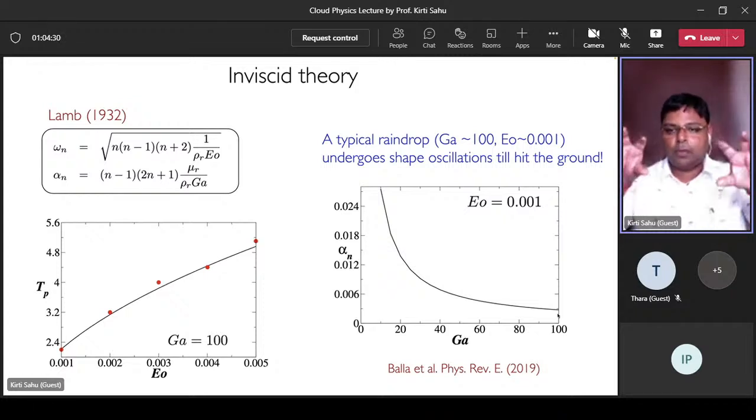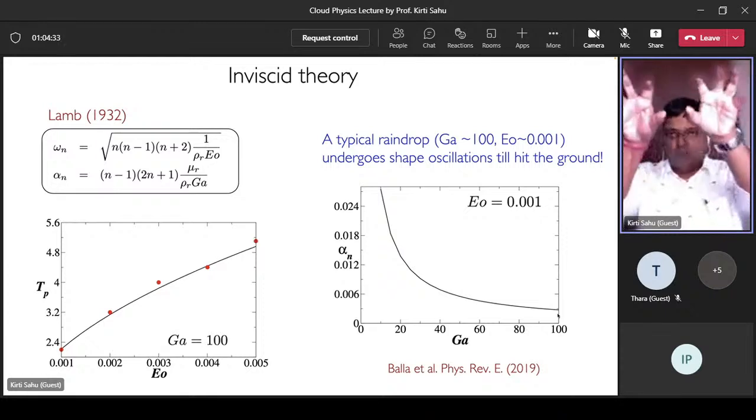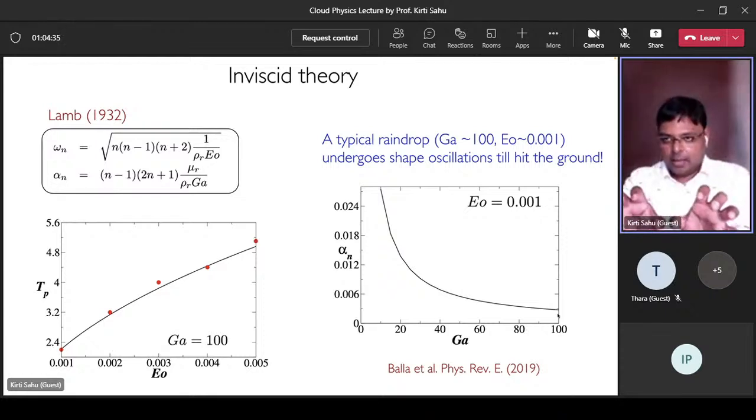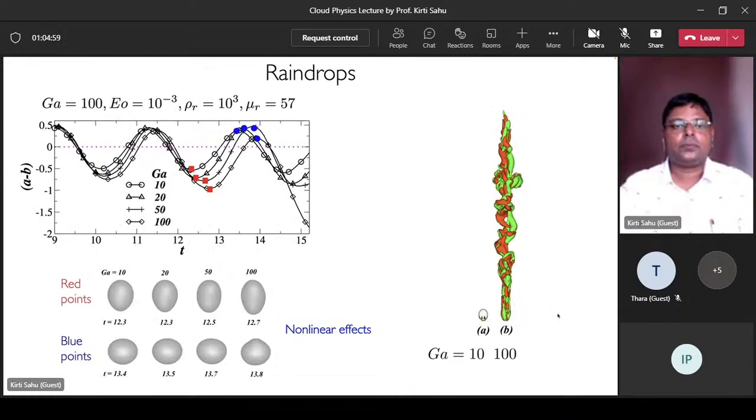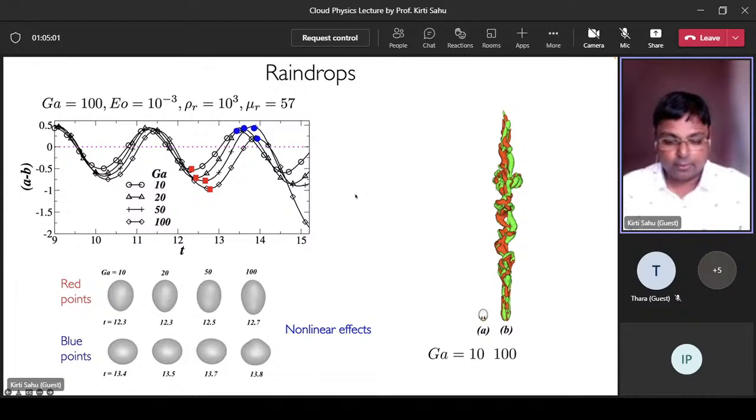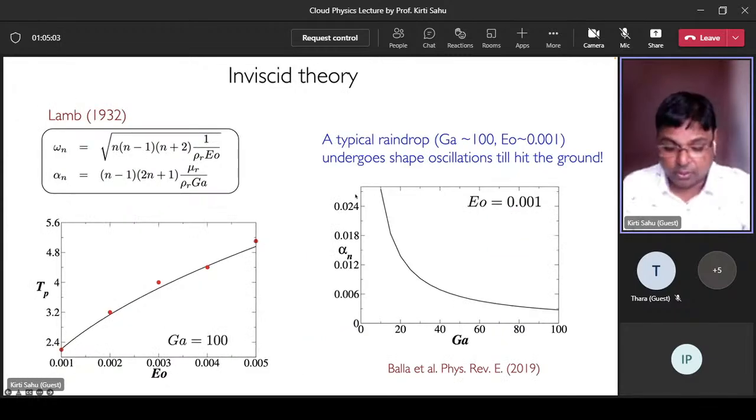For example, if we have two spherical droplets falling, even if they are in touch, it is difficult for them to coalesce. But if they are oscillating like this, and they come closer, then while oscillating they can hit each other and coalesce, and thereby increase the size. Thereby the raindrop size will increase. So in fact, that is for inviscid theory.